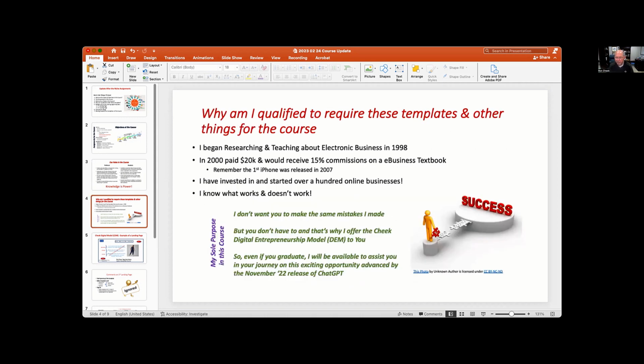Now, why am I qualified to offer these templates and other things for the course? First of all, I began researching and teaching about electronic business in 1998. In 2000, Southwest Publishing, which is now, I think, part of Pearson, paid me $20,000 up front, which is unheard of. That's how bad they wanted the book. It took me 2 years to write it.